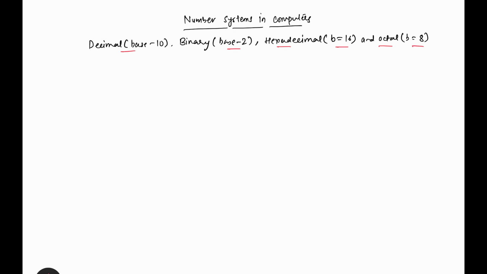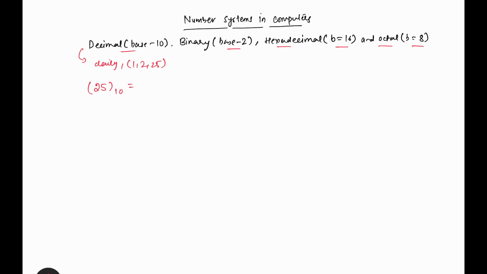Let's talk first about the decimal one. The decimal number system is the one we use in our daily life, like 1, 2, 3, 4, 5, 25, 26. Suppose we have this number 25. For decimal the base is 10, so we'll represent this 25 as this.